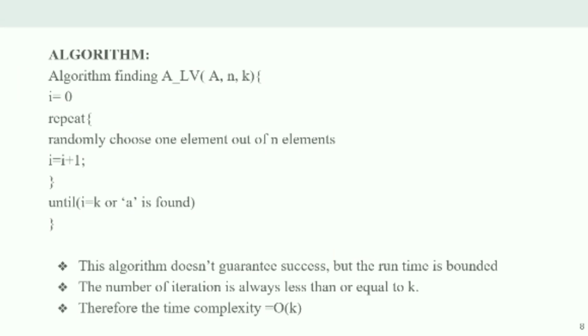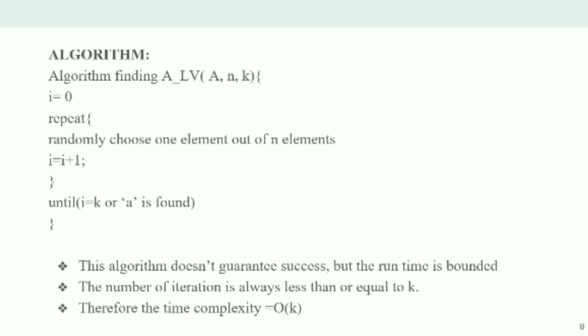For example, if we have an array A with n elements, we divide the array A into halves, A and B. We just want to find an element from the array. Here we have arguments: array A, size of the array n, and k. K is the number of trials we do. The algorithm succeeds if we get the output within k trials, otherwise failure.